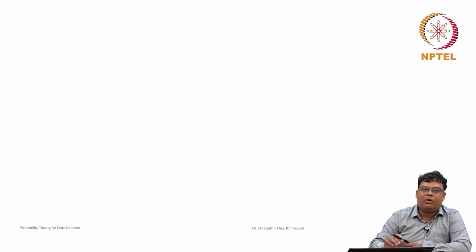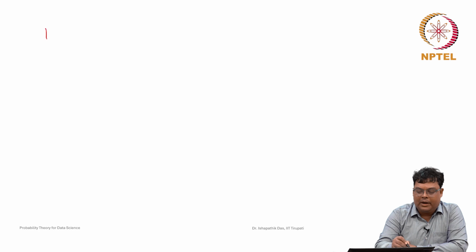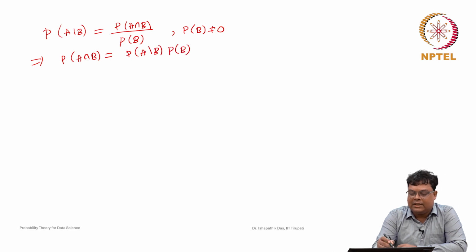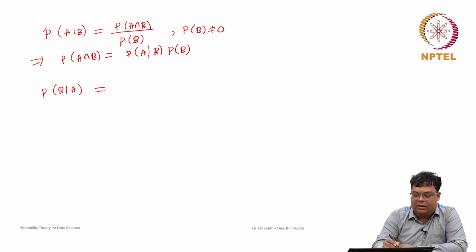Now what did we find? The probability of A given B is probability of A intersection B by probability of B, assuming that probability of B is not equal to 0. This implies that probability of A intersection B can be represented as probability of A given B times probability of B. Note that this notation is not a backslash or forward slash, it is just a vertical line, A given B. Now the conditional probability of B given A is by definition probability of A intersection B by probability of A, provided probability of A is not equal to 0.